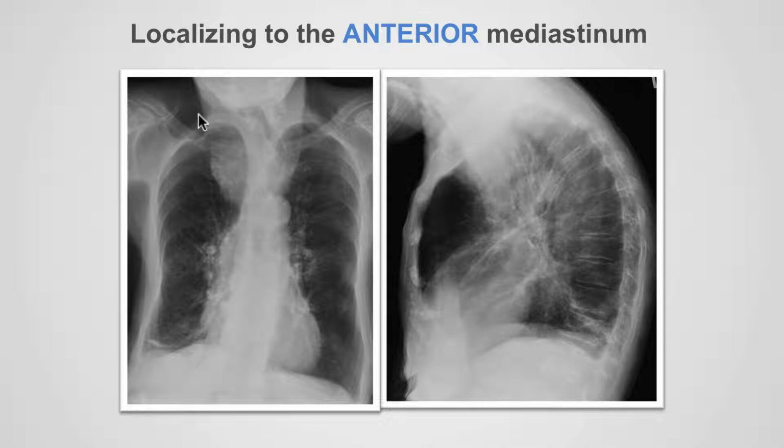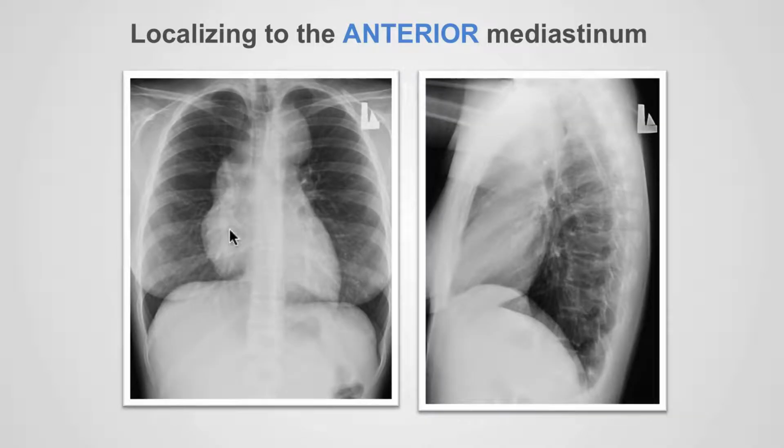In this case, we see a large superior mediastinal mass. The mass is displacing and narrowing the trachea. We can confirm that the mass lies within the anterior mediastinum by its location on the lateral X-ray. Here we have an abnormal contour of the heart on the right side and an abnormal contour of the superior mediastinum on the left. We can confirm that the abnormality lies within the anterior mediastinum on the lateral projection.